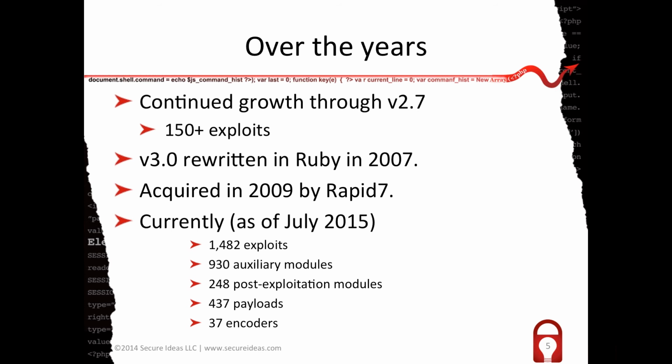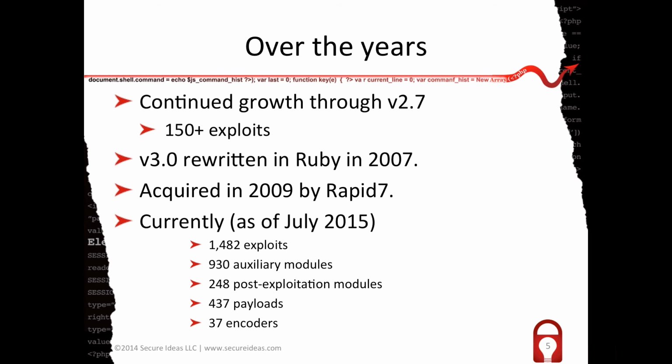In 2009, Metasploit was acquired by Rapid7. That was somewhat of a contentious situation. Up until that point, Metasploit had continued to grow. I think at the last comment I saw, it had over 700,000 lines of code, which they advertise as being one of the world's largest Ruby projects, if not the largest project.